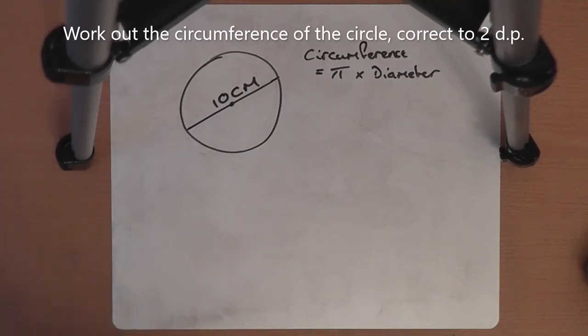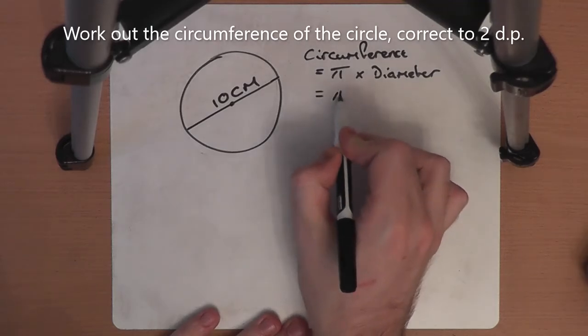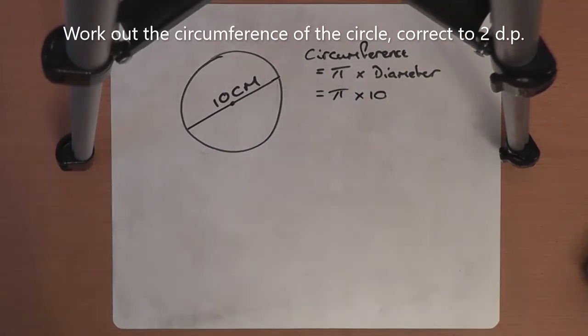We then look at the diagram. Are we given the diameter? The line that is there runs from one side of the circle to the other through the centre and is 10 centimetres long. Because it runs from one side of the circle to the other, it is a diameter, which means we can use the 10. Therefore, our circumference is pi times 10.